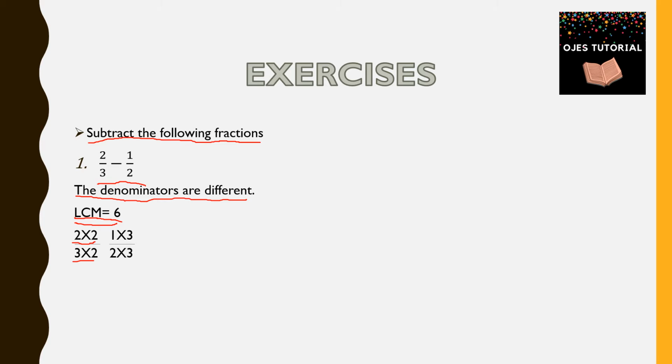And here the second fraction 1 upon 2. When we multiply 2 by 3, we get 6. So that is why I will multiply the denominator 2 by 3 and also the numerator by 3. So the final fractions formed are 4 upon 6 and 3 upon 6. 4 upon 6 is 2 upon 3, and 3 upon 6 is 1 upon 2. So now we have to subtract these. As you can see, the denominators are same. So 4 minus 3 equals 1. So our final answer is 1 upon 6.